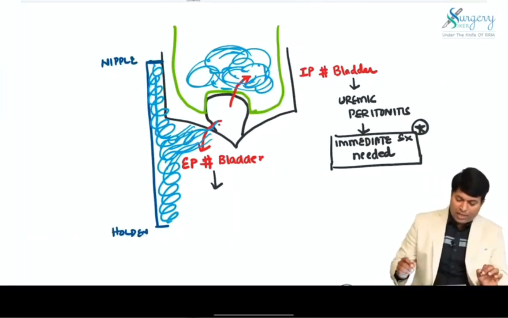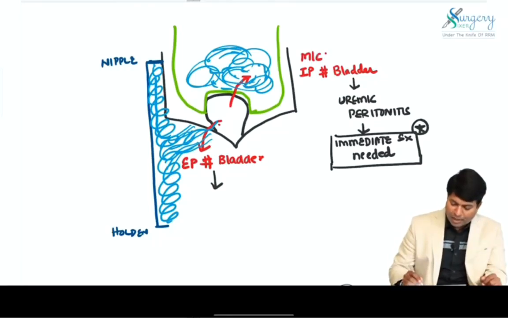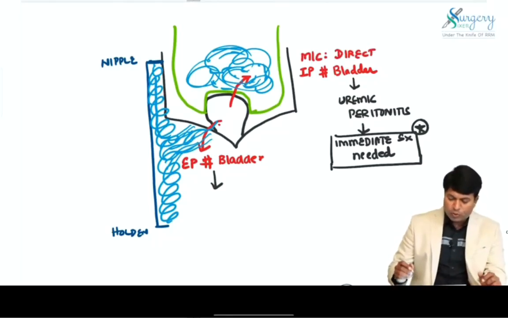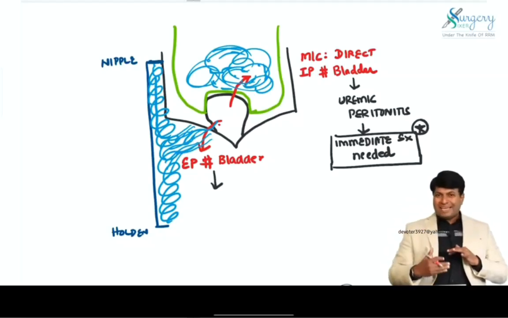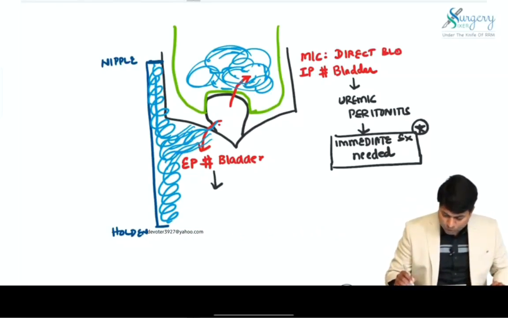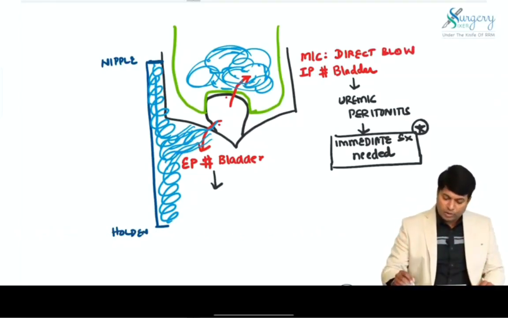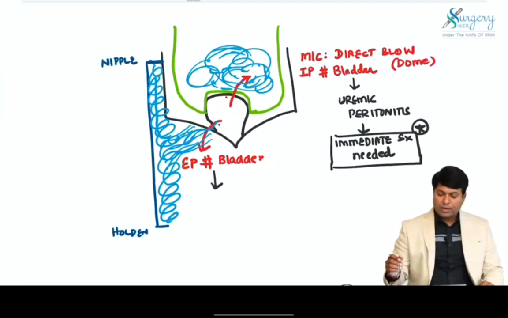So what is the mechanism? That is the only question asked in bladder rupture. The most common mechanism of intraperitoneal rupture is a direct blow to a full bladder. A person waking up in the early morning with a full bladder, somebody kicks him on the bladder. A direct blow causes rupture at the level of the dome of the bladder, and results in uremic peritonitis.